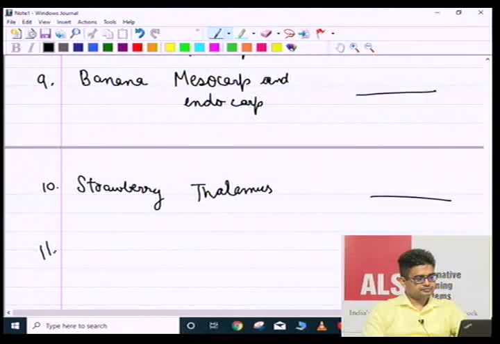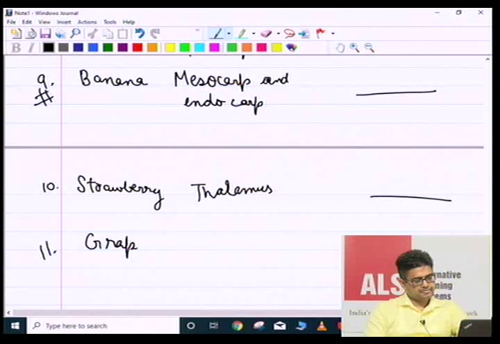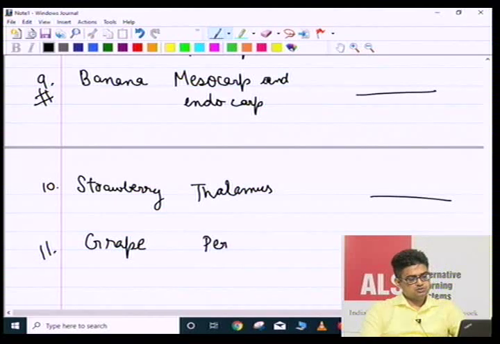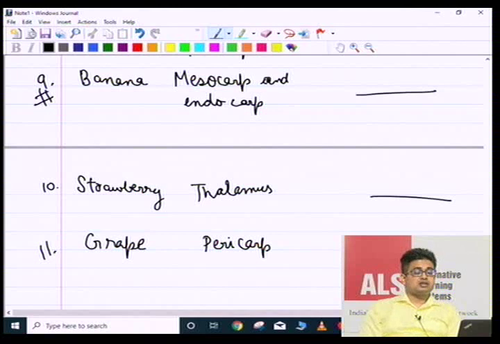Grape. Banana is important. Grape, we consume pericarp complete. So that means epicarp, mesocarp, endocarp, everything. Whole pericarp is consumed. Grape is also a berry. So these examples I am giving you, and after this I'll give you some more examples in a sheet. Okay. So try to complete these examples. These are all very important. I am quoting you the most important examples which are asked many times in the exams.